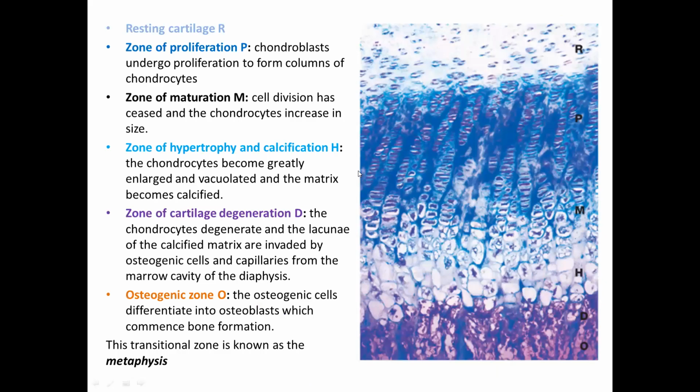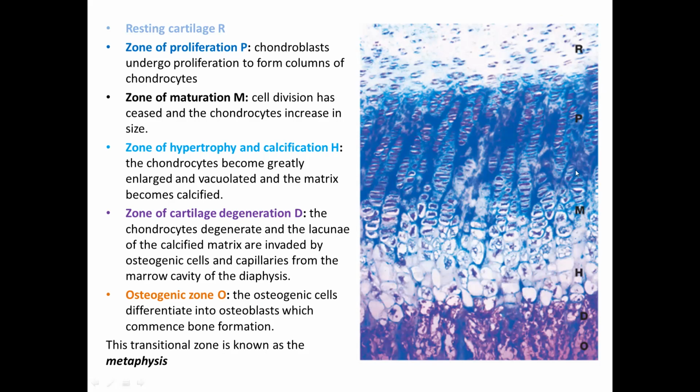So now let us look in detail at the layers of the epiphyseal plate. The first layer is called the resting cartilage, where you have normal hyaline cartilage. The next one is called the zone of proliferation, P. Here the chondroblasts start to undergo proliferation to form columns of chondrocytes. They divide and form chondrocytes.